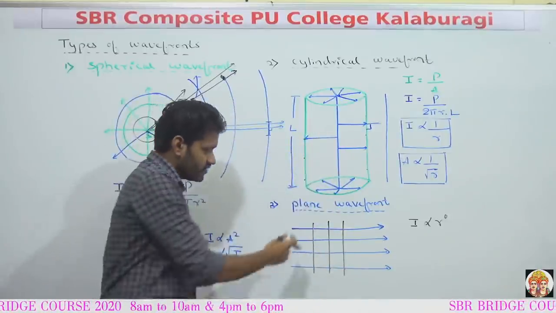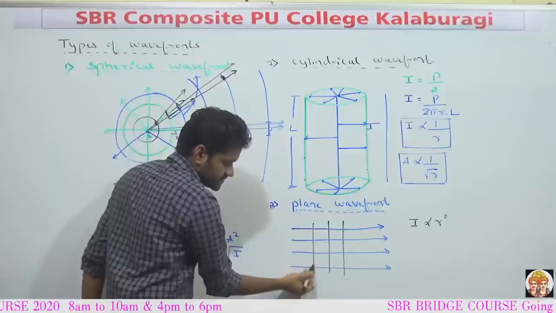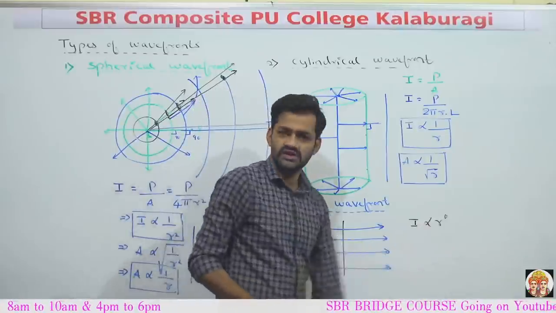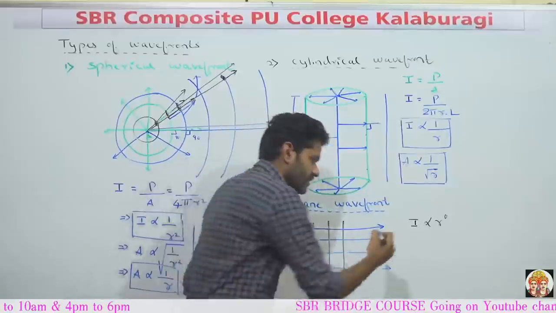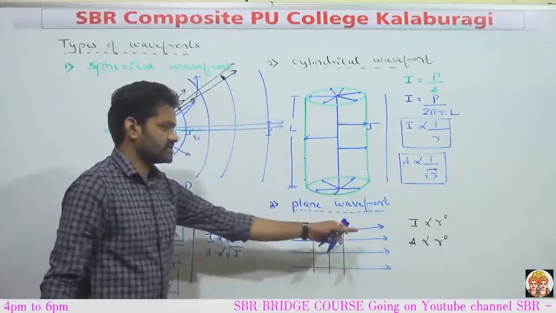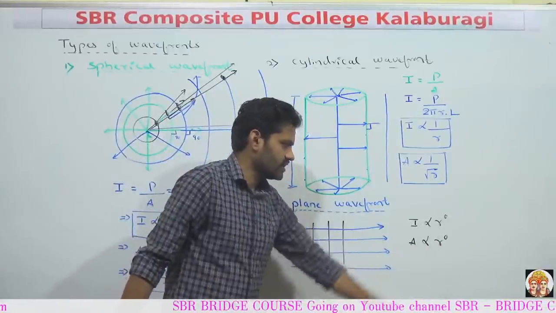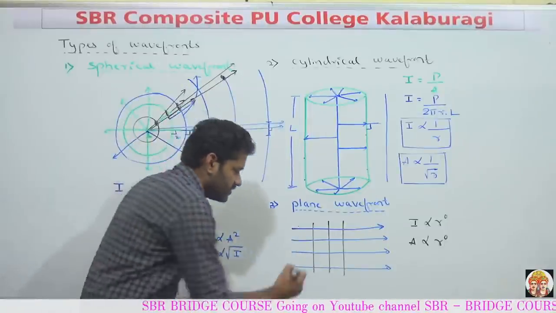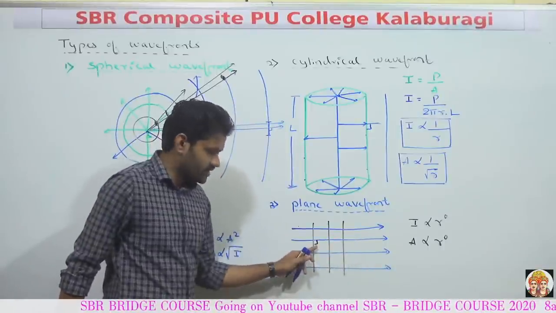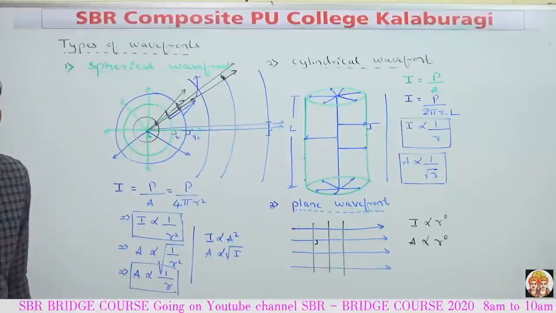And what about here? When you take a small portion of this spherical wave front, at infinity, through this plane wave front how many rays are passing? 4. It means that intensity will not change, in the case of a plane wave front. Also you can say amplitude is directly proportional to r to the power 0, because amplitude is proportional to the square root of intensity. The angle between the plane wave front and the ray of light is 90 degrees. This is about the spherical wave front, cylindrical wave front and plane wave front.